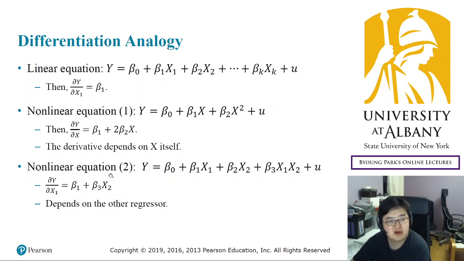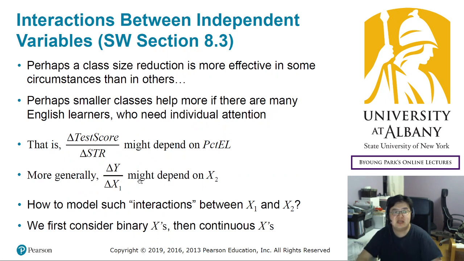But now we are going to think about the relationship between two regressors. Say the derivative with respect to x1 depends on x2. So it's kind of cross effect. So we are going to consider how we handle when the effect depends on another variable. This is called interaction between two regressors.